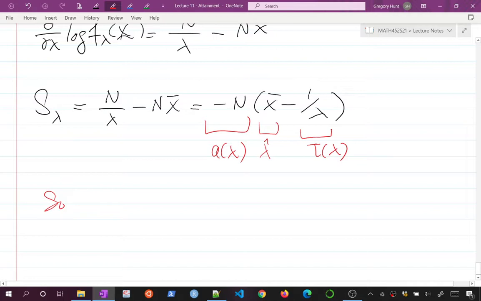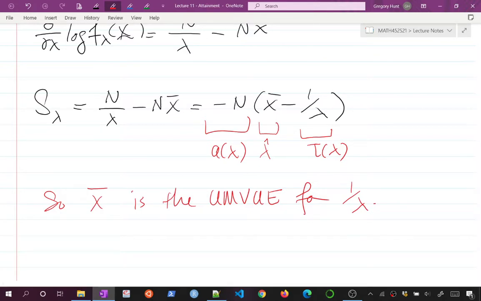So x bar is the UMVUE for 1 over lambda. It is important to make sure that's correct there, that it's not the UMVUE for lambda. It's not even unbiased, right? UMVUE, you don't want to lose sight of what that actually means: the uniformly minimum variance unbiased estimator. X bar is unbiased for 1 over lambda. It ain't unbiased for lambda. It's not the UMVUE for lambda. It's the UMVUE for 1 over lambda.